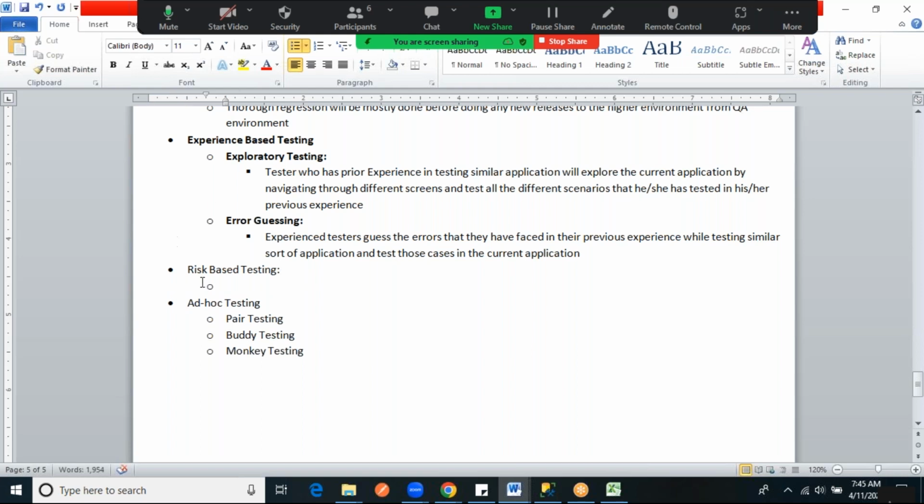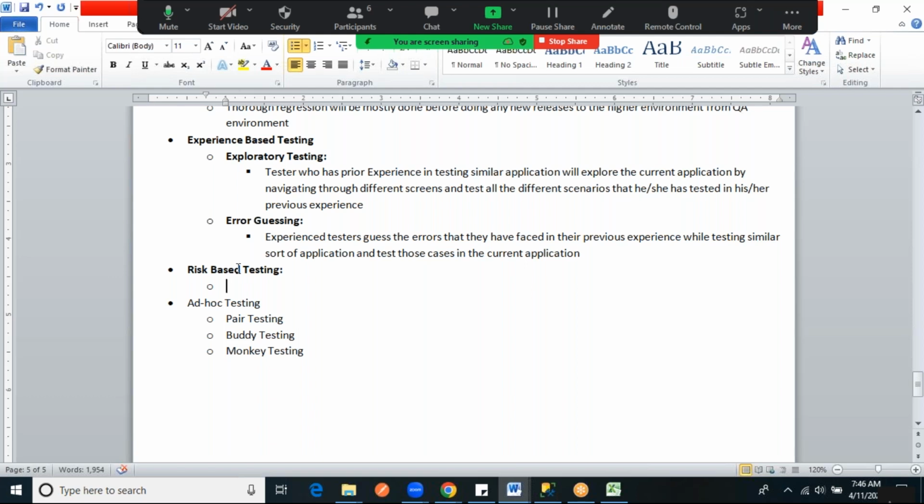Risk-based testing. Okay, next one is risk-based testing. The name itself is telling something, risk. What is the risk? What kind of risks you may face in the project? Tell me, from the testing point of view. Testing team point of view, what kind of risks we may face in the project?